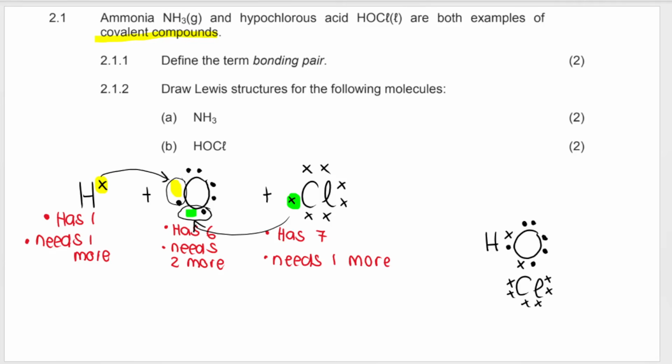If we have to count the electrons that belong to oxygen, it would be 1, 2, 3, 4, 5, 6, 7, 8. The crosses now also belong to the oxygen because they're sharing. Hydrogen has 2 electrons, it's full. Oxygen has 8, it's full. And chlorine also has 8 if you count, it's full.